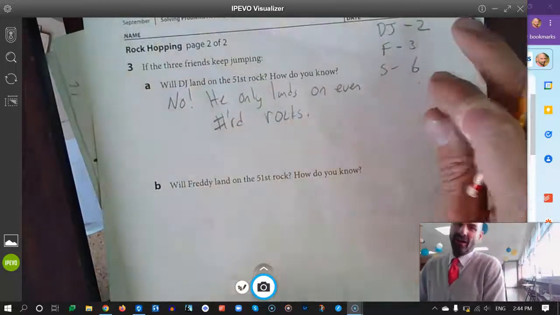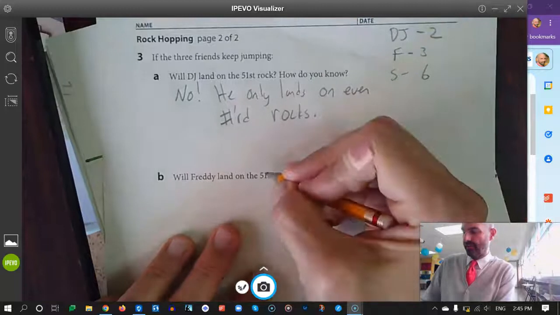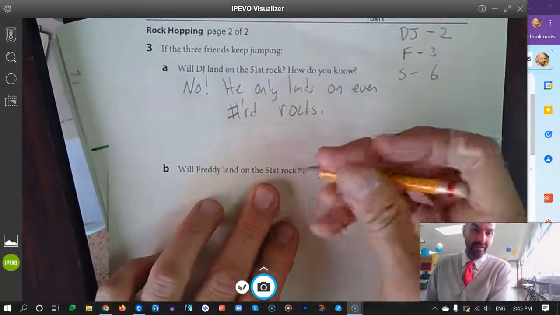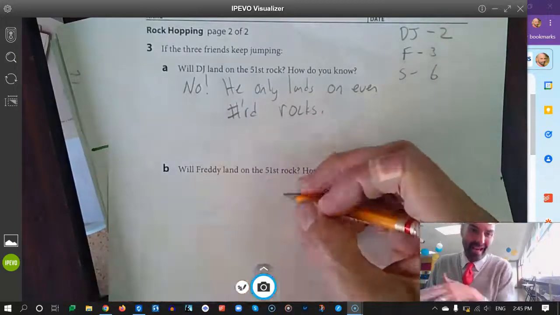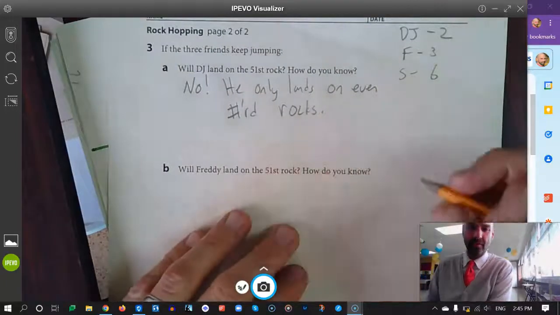He is, and I'll tell you why. I'm going to show you the calculation I can do. 5 plus 1 equals 6, and 6 is a multiple of 3. So 51 has to be divisible by 3. So Freddie has to land on the 51st rock.